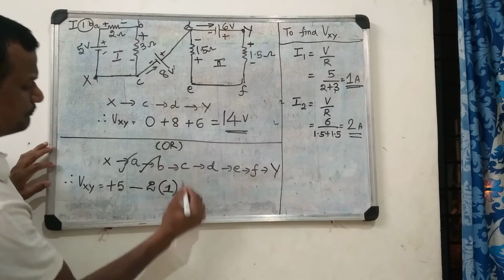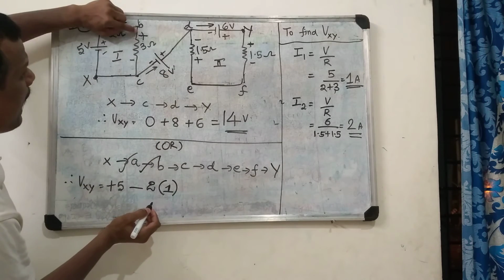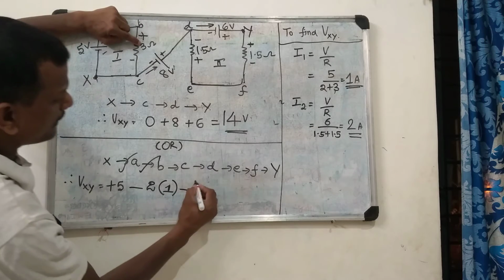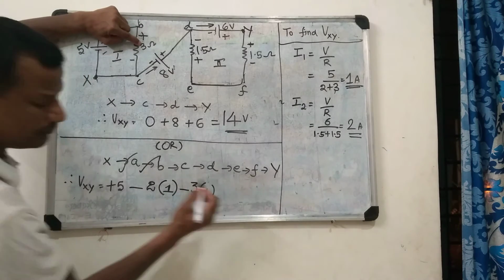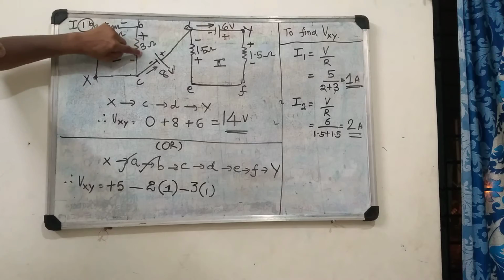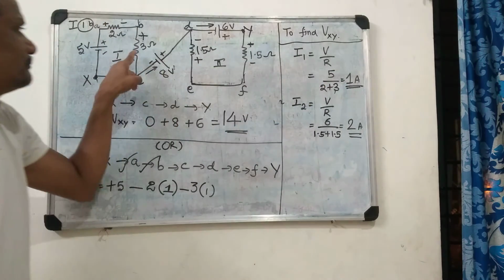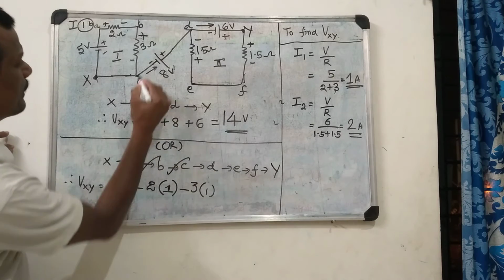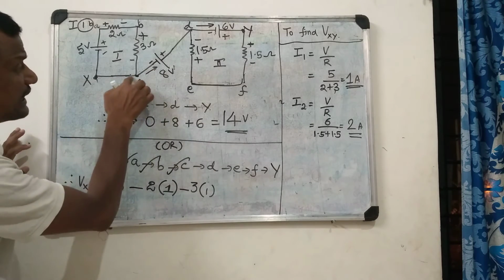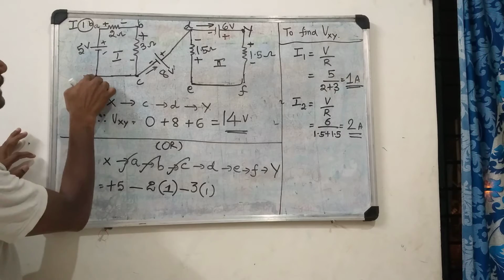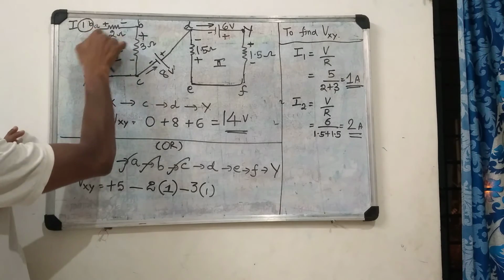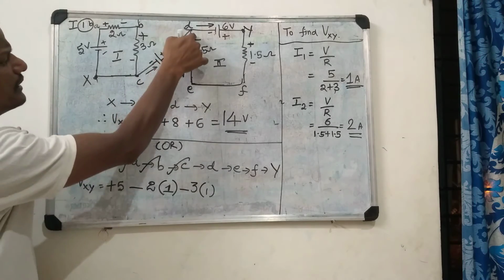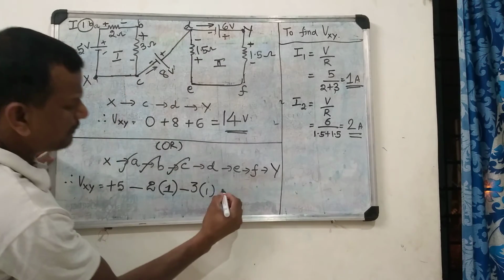Then B to C. Again, from B to C, I am touching the positive terminal, so that will be negative. 3 into 1. 3 is the resistance, 1 is the current. Right now you are here. B to C is over. You have reached here. Started from X, X to A to B, B to C. Then C to D, as usual the same value, plus 8.